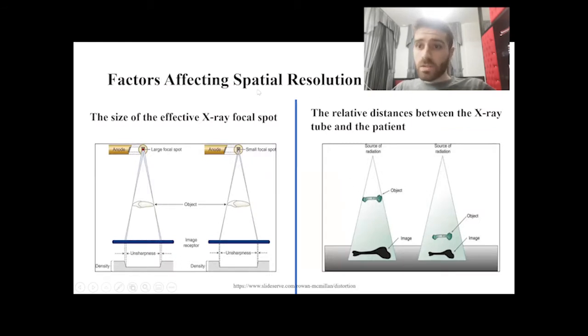Factors affecting spatial resolution. Focal spot. On the left, a large focal spot size results in a wide zone of blurriness compared with a small focal spot on the right, which results in a sharper image. The relative distance between the X-ray tube and the patient. This example shows image distortion. This effect can be reduced by adjusting the distance between the X-ray source and the patient.